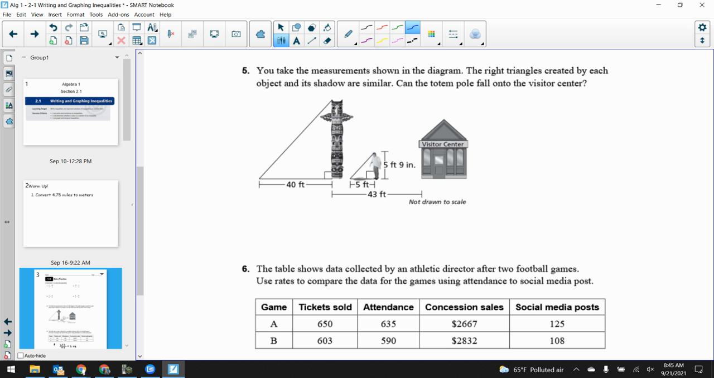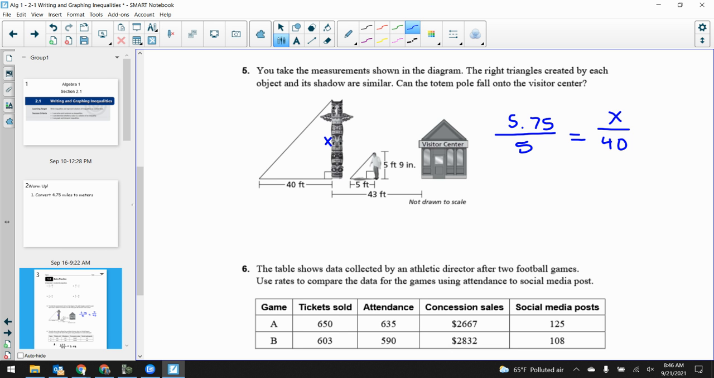Yeah. Let's take a look at number 5 here. Now, this is another one of those ones where I set up similar triangles, trying to find the height of the totem pole, see if it's going to fall in the visitor center. So we can say 5 foot 9 inches over 5, object over shadow is equal to object over shadow. X over 40. Am I using the 43 at all in my calculation just yet? Nope. No, that does not have anything to do with my calculation. What do I have to do with that 9 inches? Divided by 12. Good, divided by 12. And when I do that, that's going to give me 0.75. So it's not 5 foot 9 inches, it's 5.75 feet.